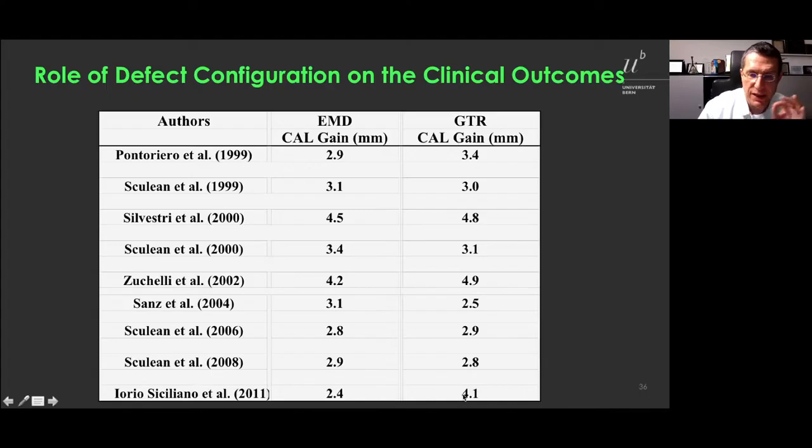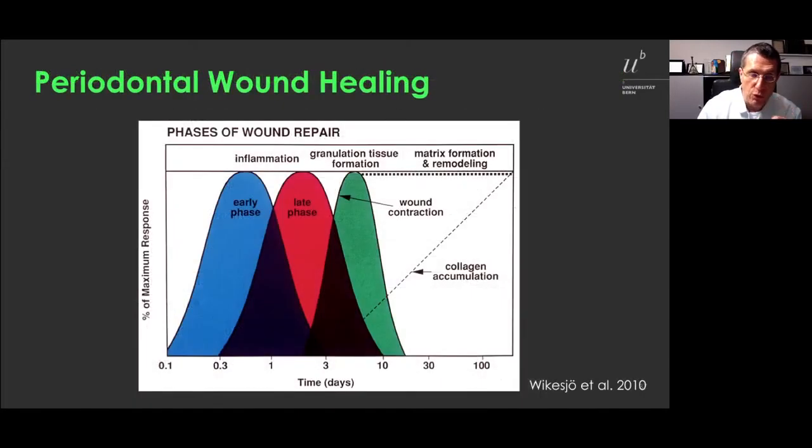If we look at the same materials, but the defect anatomy is different, in other words, we use these materials in a so-called 1-wall or non-contained defect, then using a titanium reinforced membrane yielded better outcomes than using a fluid material like EMD. You see 4.1 millimeters versus 2.4 millimeters. And in this study that we performed, the only difference was the defect anatomy. I will elaborate on this study a little bit later.